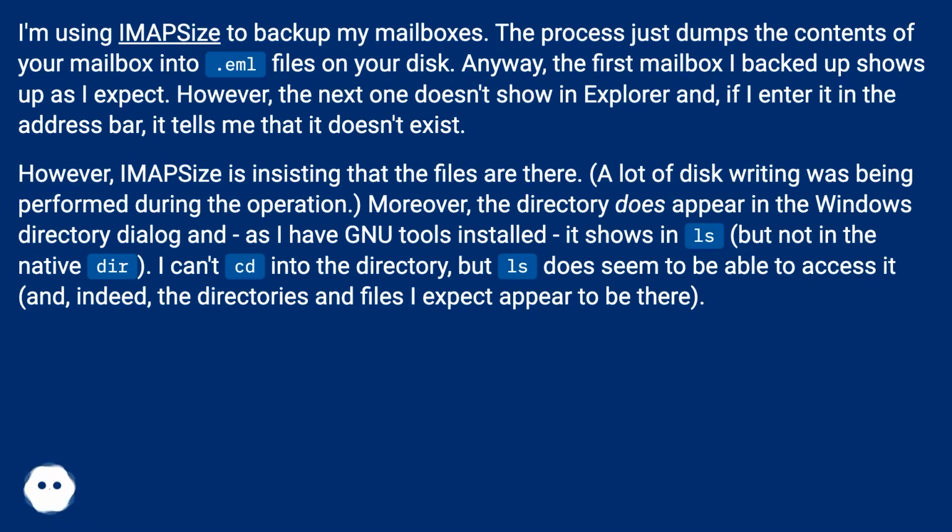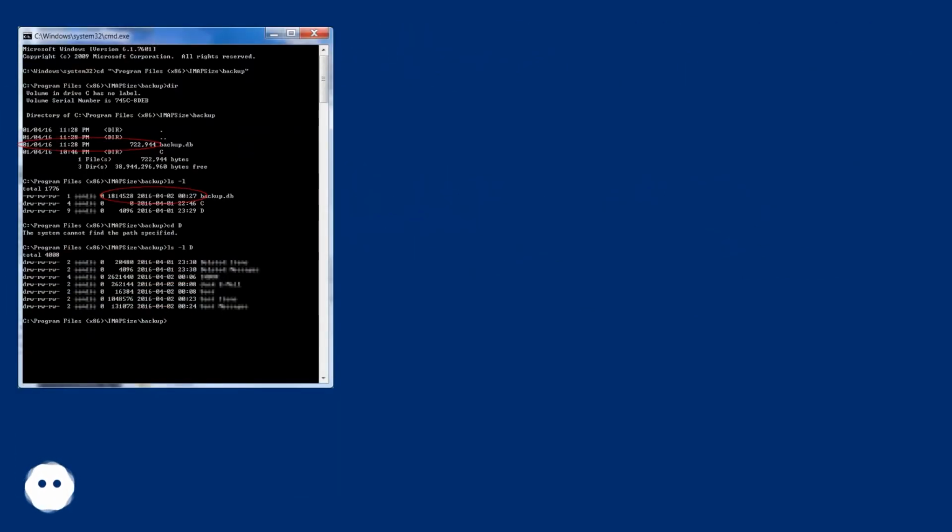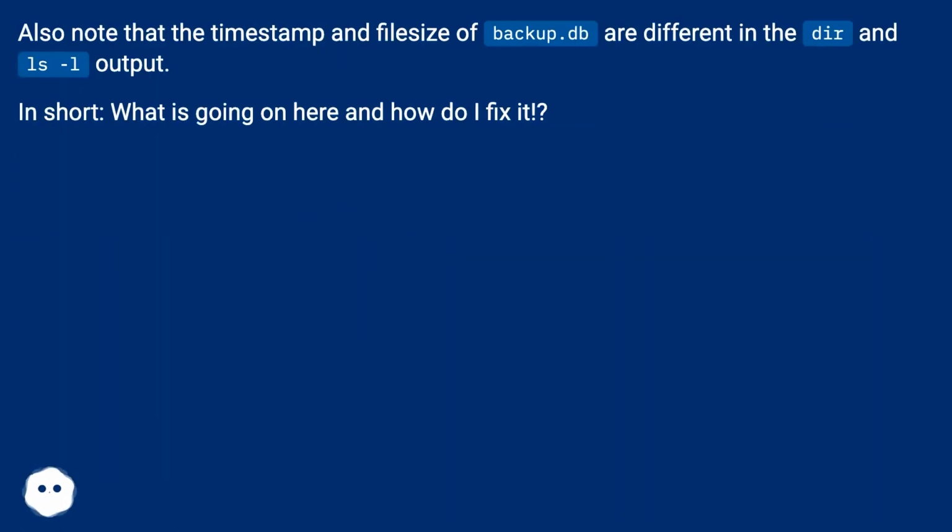I can't cd into the directory, but ls does seem to be able to access it, and, indeed, the directories and files I expect appear to be there. Also note that the timestamp and file size of backup.db are different in the dir and ls -l output. In short, what is going on here and how do I fix it?